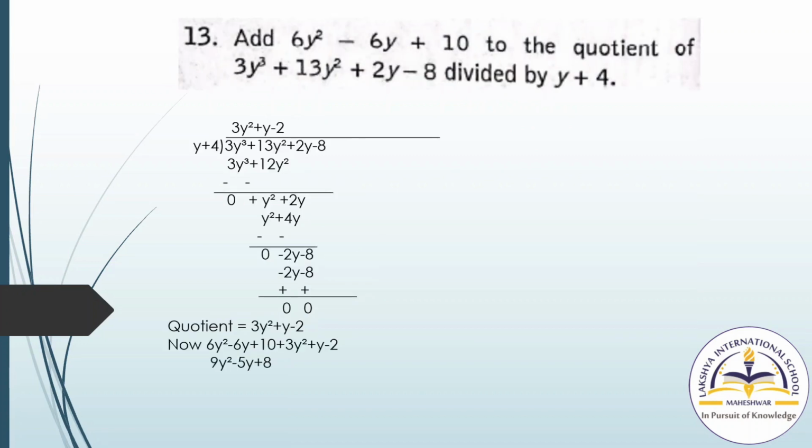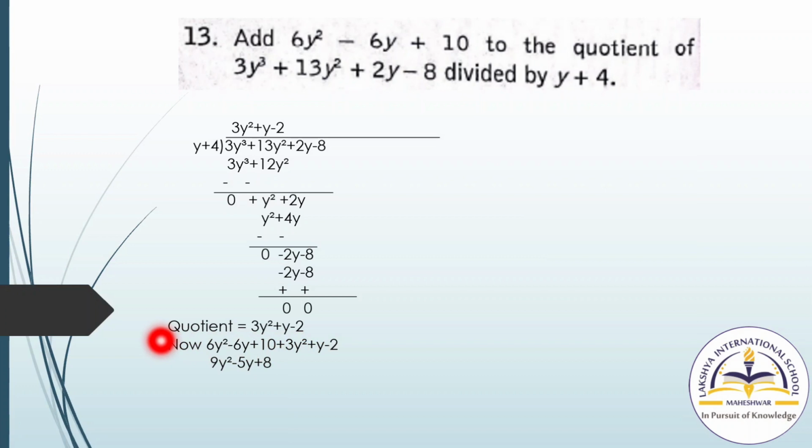Now question number 13, add 6y square minus 6y plus 10 to the quotient of 3y cube plus 13y square plus 2y minus 8 divided by y plus 4. Now here what you have to do, you have to just divide them, that is 3y cube plus 13y square plus 2y minus 8 and y plus 4. You will get quotient 3y square plus y minus 2 and remainder 0.